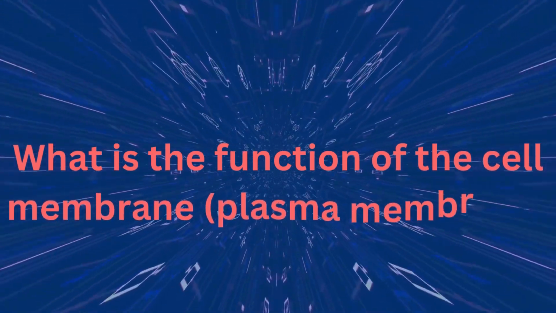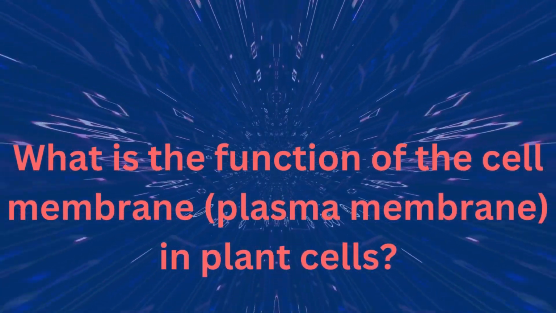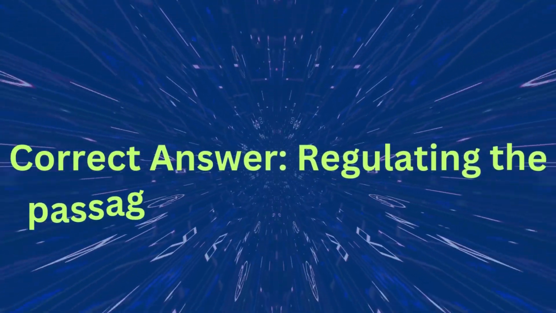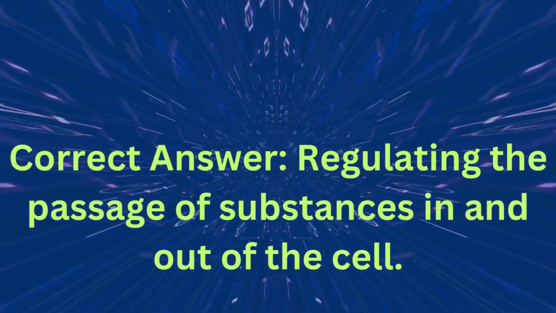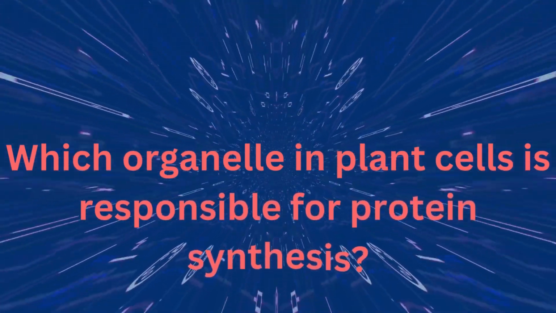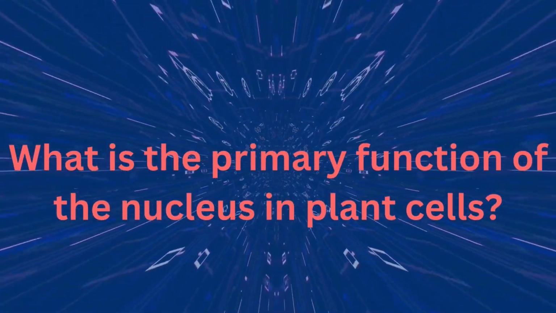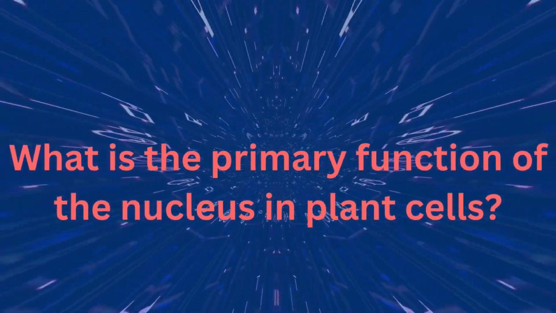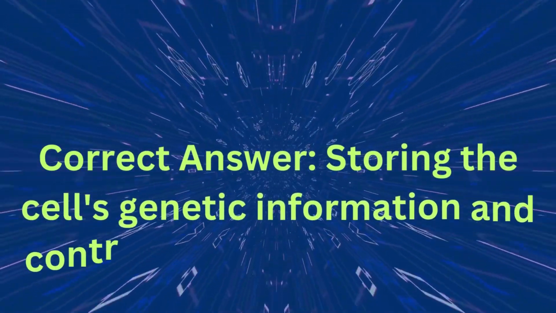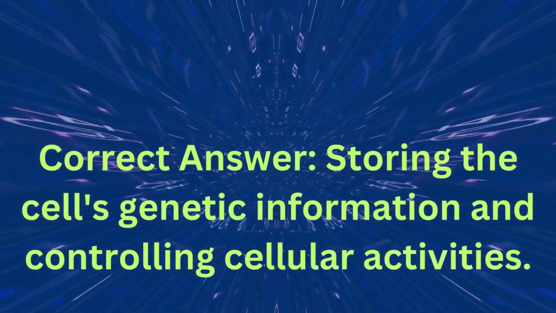8. What is the function of the cell membrane, plasma membrane, in plant cells? Correct answer, regulating the passage of substances in and out of the cell. 9. Which organelle in plant cells is responsible for protein synthesis? Correct answer, ribosomes. 10. What is the primary function of the nucleus in plant cells? Correct answer, storing the cell's genetic information and controlling cellular activities.